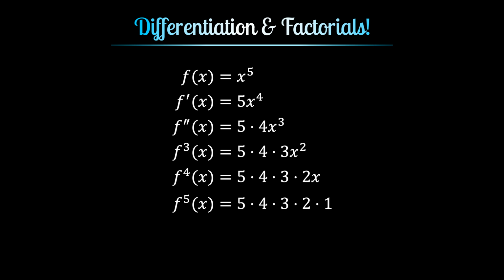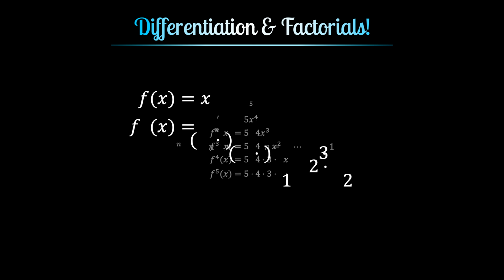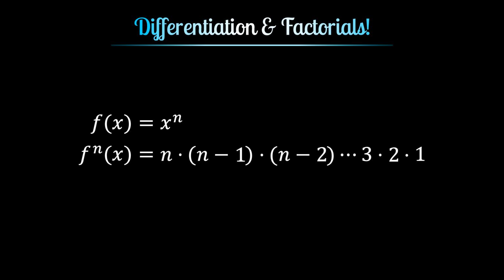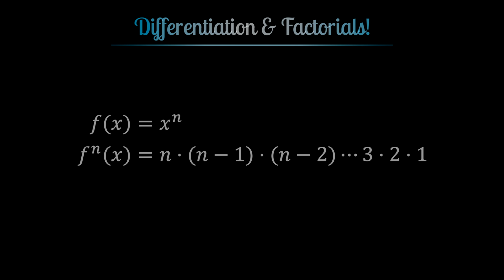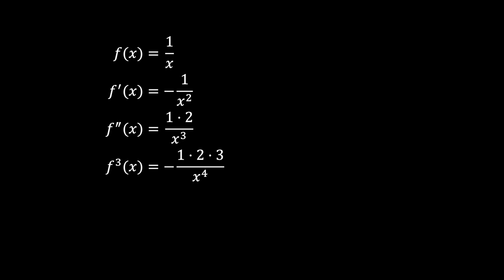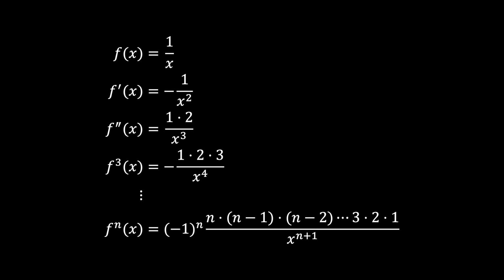In general, I can get n factorial when the function x to the power n is differentiated with respect to x n times. This relationship is only valid when n is a positive integer, isn't it? So, I think we have to consider a different function. Maybe f of x equals 1 by x. Now, if we differentiate this function repeatedly, an intriguing pattern emerges. After n differentiations, the numerator of the result takes the form of n factorial, with alternating signs depending on the value of n. And this suggests another connection between differentiation and factorials.